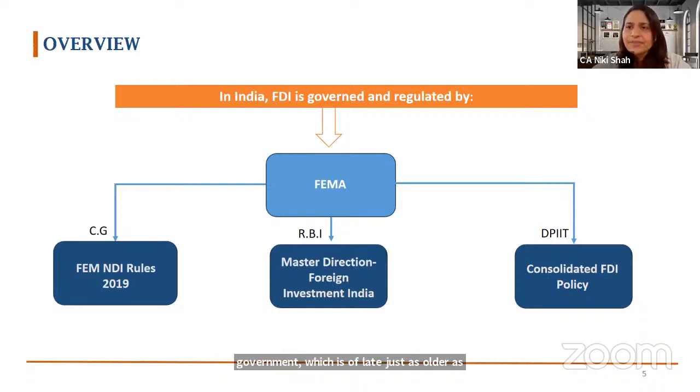Then you have master directions, which are given by the RBI, similar to what has been given in the Non-Debt Rules, but the Non-Debt Rules are the main rules that govern. And then you have the DPIIT, which comes up with the consolidated FDI policy. So when you look into FDI and ask what is allowed and what is not allowed, you need to go to the Non-Debt Rules. If you want to know which sectors are allowed and how much permission there is, you need to go to the consolidated FDI policy. So this is the general framework of how FDI, or rather how FEMA, works.